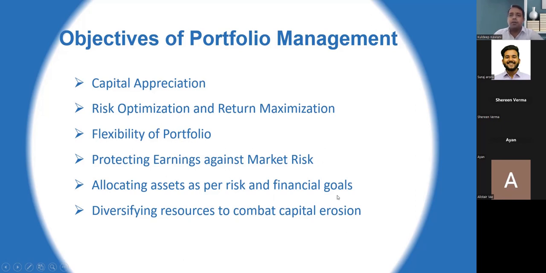We've understood if I am an aggressive person, and as per, let's say, the in-house view, the asset allocation as of now is that 75% of my allocation should be in equities, 20% debt, and 5% gold. I'm talking about the aggressive risk profile. Then as per my risk profile, it should be 75, 20, and 5, right? It should not be 25, 25, 50, or distorted like 50, 25, 25. It should be as per my risk profile. Diversifying resources to combat capital erosion. Again, capital erosion is an important part of portfolio management.